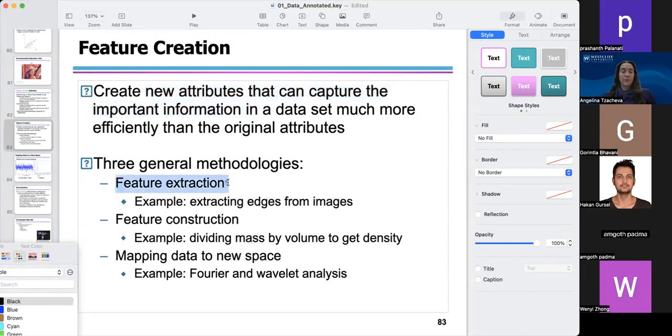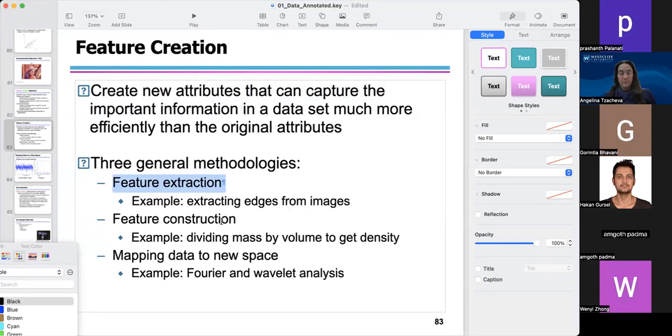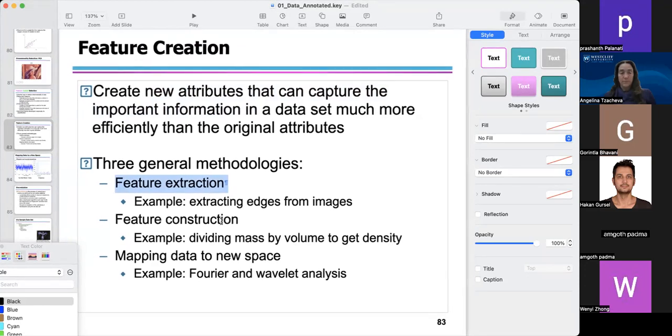So we could do feature extraction. We could do feature construction, mapping of data or mapping of data into new space.